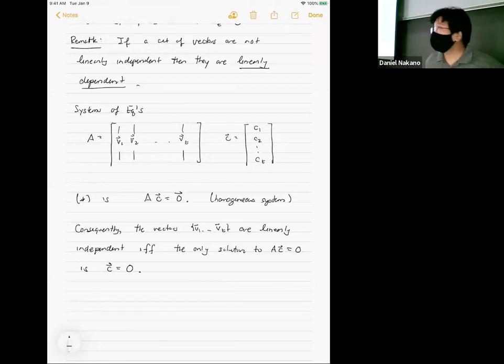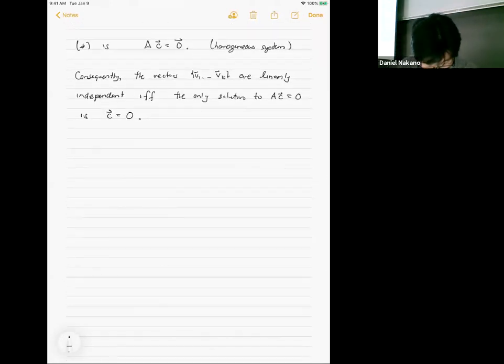Okay, any questions on this? We're going to do some examples in a moment. Questions? All right, so let's put this into practice. Let's do an example here.